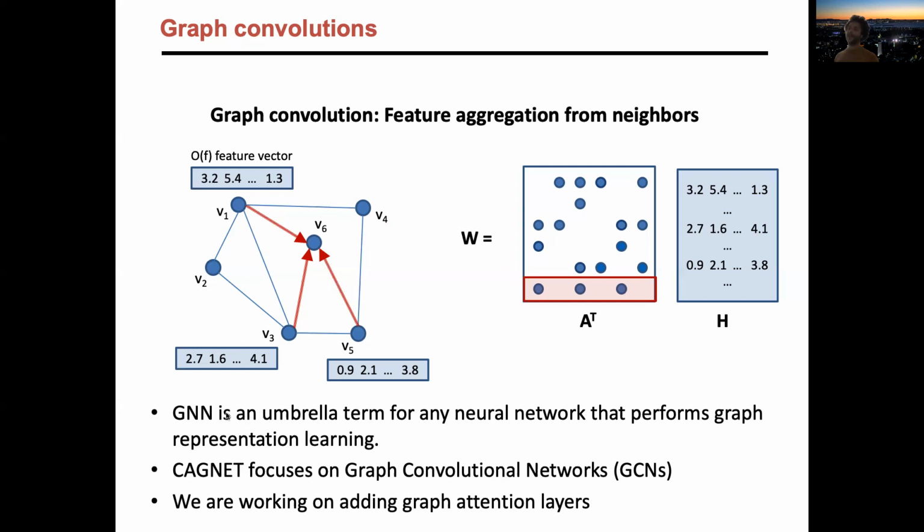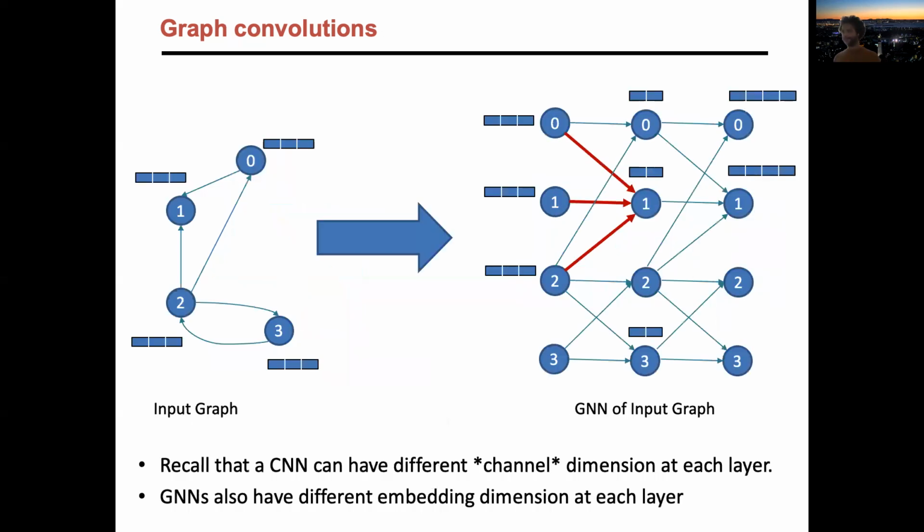I want to highlight that graph neural network is an umbrella term for any neural network that performs graph representation learning, and graph convolution is just one way to do that. The other very popular method of doing this is graph attention. We're not going to talk about this today, maybe next year.